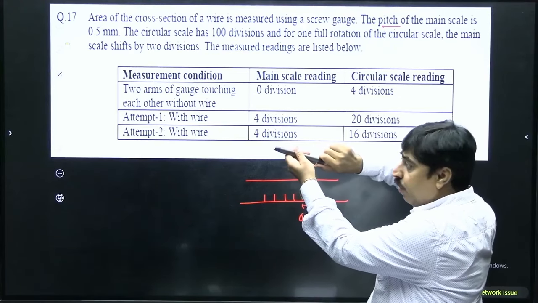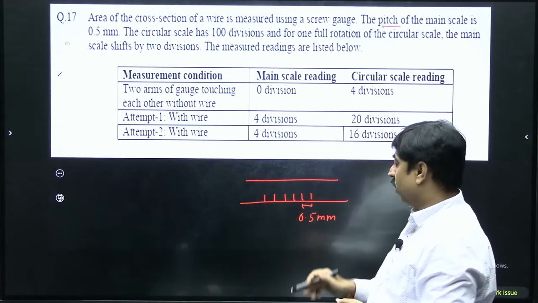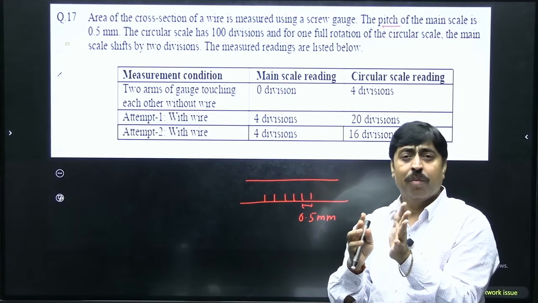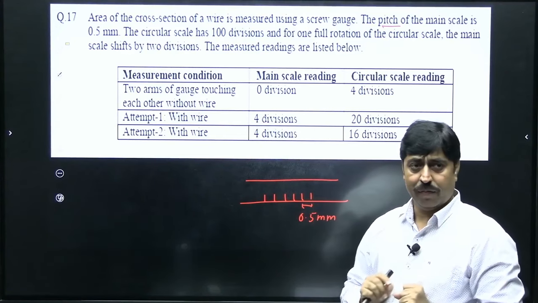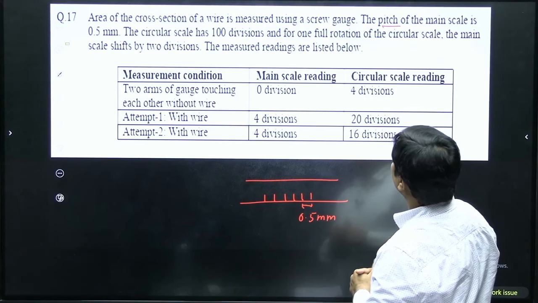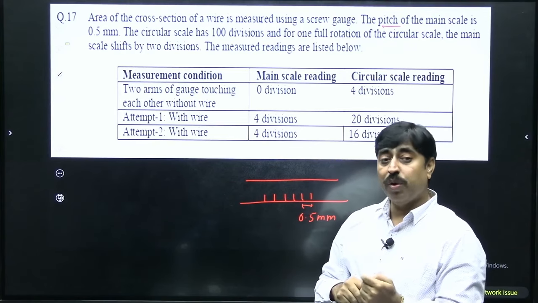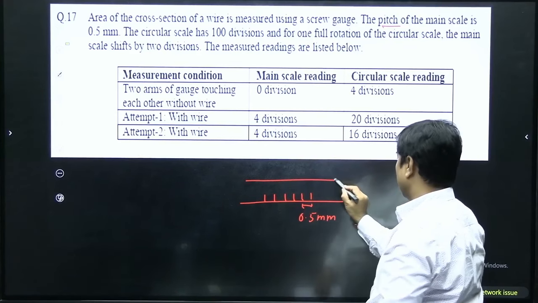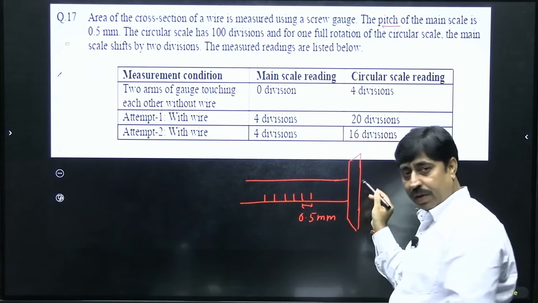Pitch means when you give a full rotation to the screw, the distance by which it advances is pitch. But the markings on the main scale are at a separation of 0.5 mm, this would have been a more correct way of writing this statement. This is the only thing that I want to say. Now, the circular scale has 100 divisions, and for one full rotation of the circular scale, the main scale shifts by 2 divisions. Question says, when you rotate the circular scale, as you all must be aware.